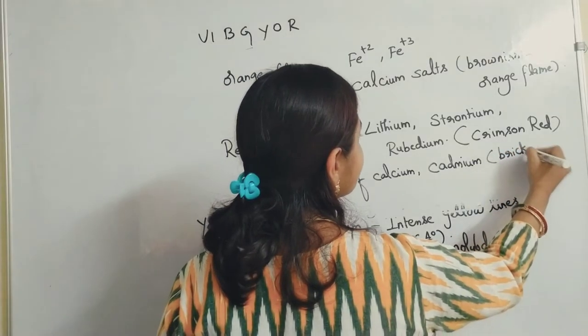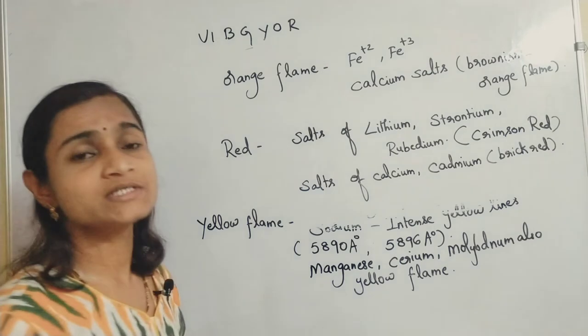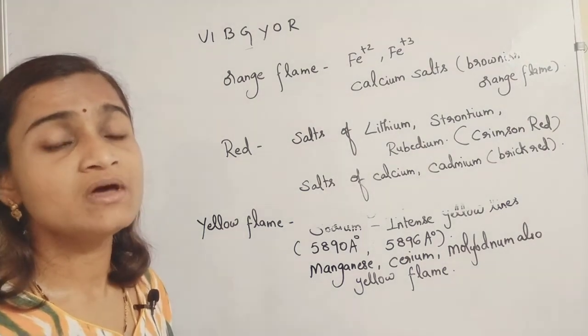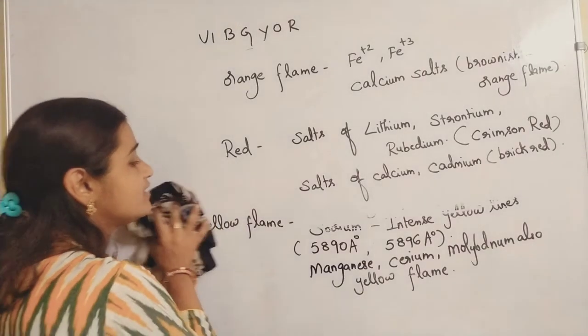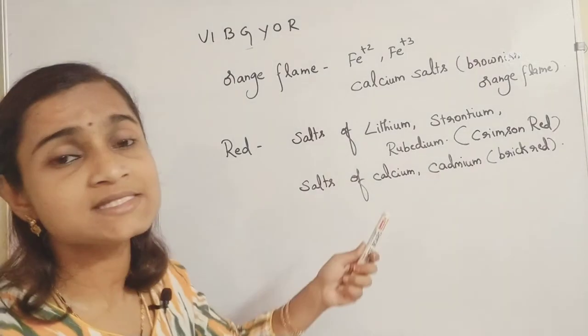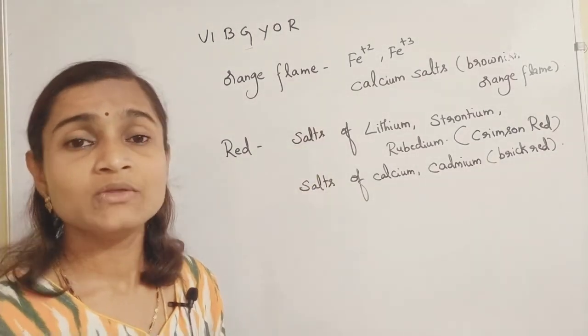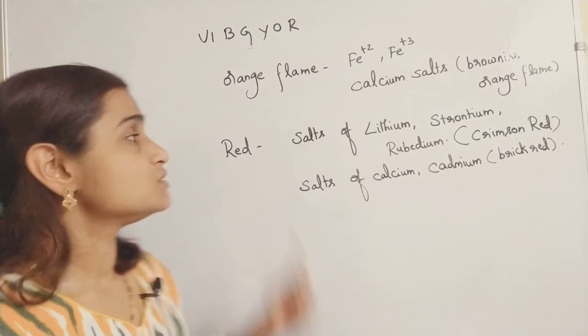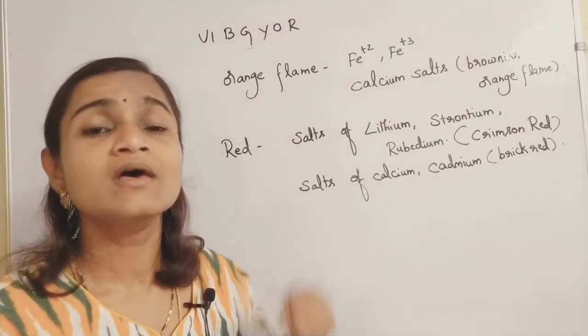And some cadmium and calcium salts give you brick red. Salts of calcium and cadmium give you brick red flame. So this is about different regions being illuminated by different substances when they are heated in atomic state. I just gave you some examples, and you have seen them in the pictures also. So this is all about line spectrum, emission line spectrum.